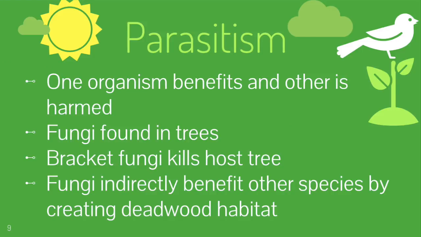Parasitism is the symbiotic relationship of 2 organisms where one benefits and the other is harmed. This is similar to predation. The difference is that one organism takes over another organism and uses it as a host. Fungi and coconut trees are an example of parasitism.